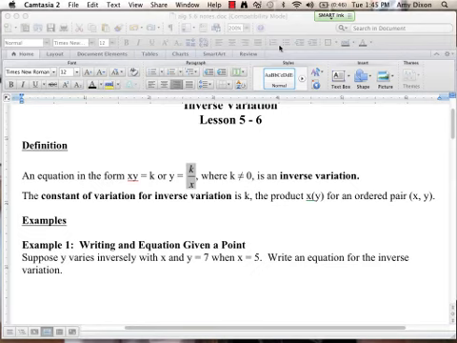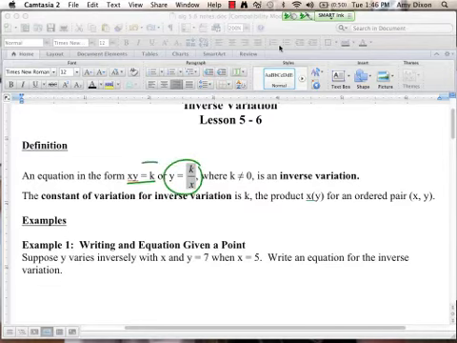Okay, class, today we're going to talk about inverse variation. This is different from what we learned the day before, which is direct variation. So there's two different types of things. For an inverse variation, to get k, which is our constant of variation again, we have to take x times y. So we get xy equals k or y equals k over x.